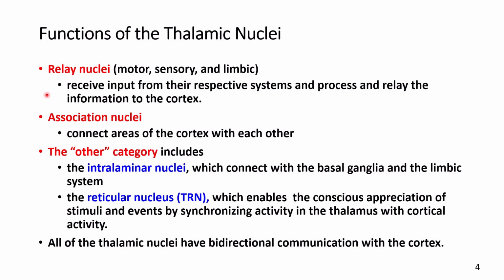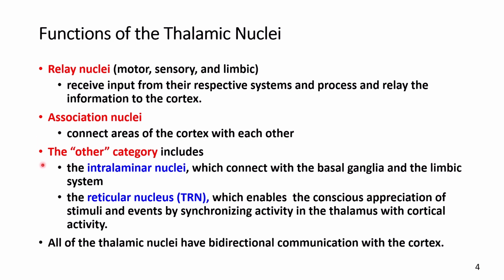Relay nuclei are processing sensory, motor, and limbic system information, and they contain the ventral group and the dorsal group and anterior nuclei, and also the geniculate nuclei. So there's a lot of different ones, and they have a bilateral communication with the cortex of the brain. Association nuclei, these are the dorsomedial and pulvinar, and they also have connection with the cortex of the brain bilaterally.